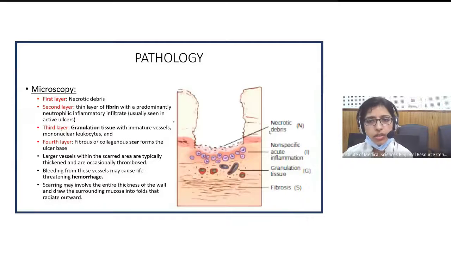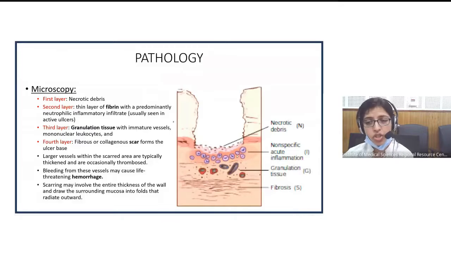Then this is a schematic diagram to show you the various layers in the ulcer base. On microscopy, the first layer that we encounter at the base is that of the necrotic debris, which is usually a thin layer, or at times it is not seen, as I just told. Beneath that is the layer of inflammatory cells: a thin layer of fibrin with a predominantly neutrophilic inflammatory infiltrate, and this layer is seen if the ulcer is active. Otherwise, this may also be quite inconspicuous if it is a long-standing ulcer and it is not active.